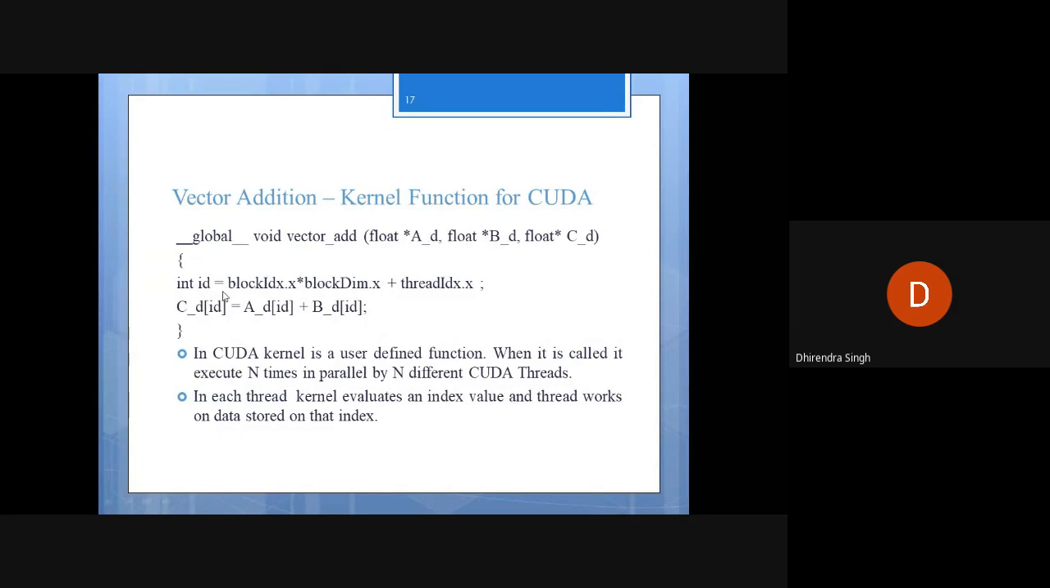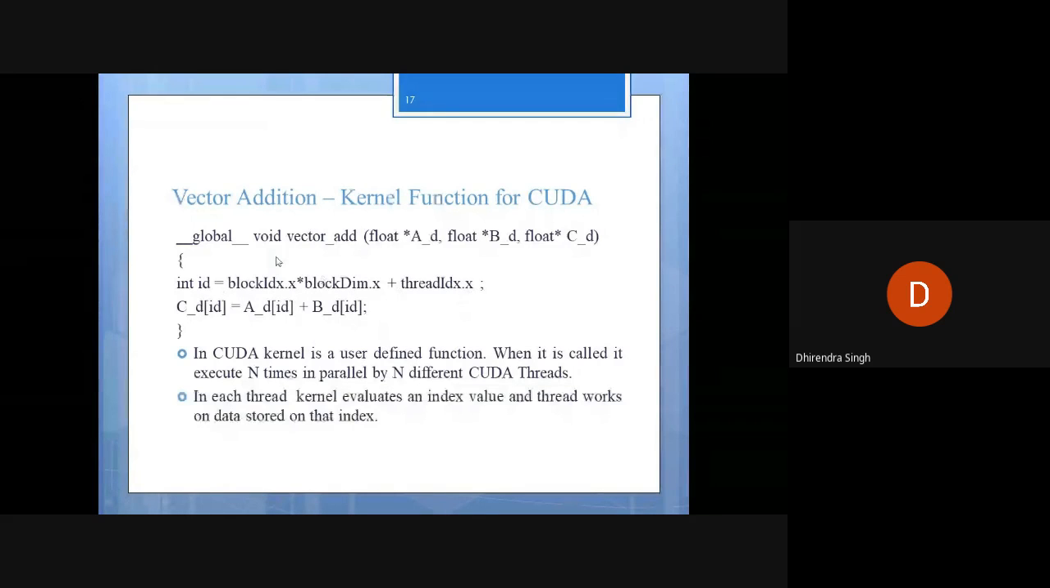Now, just listen to me. What we need to do is create 1,000 threads, because our vector has 1,000 elements, and we want one thread to perform the addition of one vector element: one element of a, one element of b, add them and store into c. But the important thing is that you have created 1,000 threads, and you have to tell which thread is going to work on which data item. That will be evaluated inside the thread.